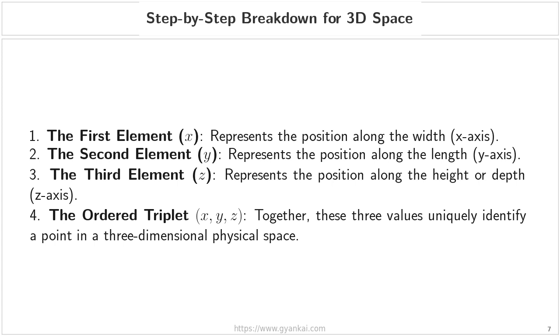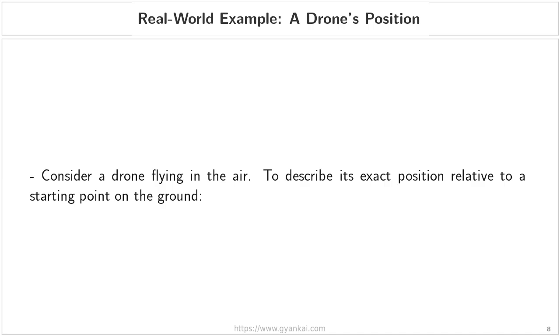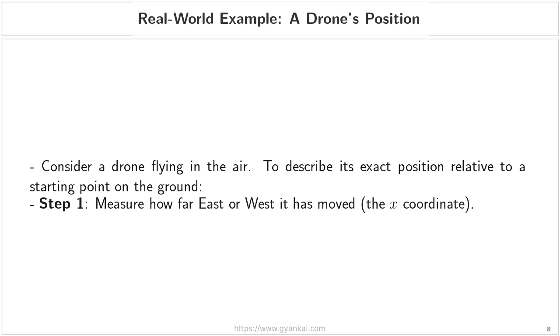Now that we've seen how the Cartesian product works for a 2-dimensional plane, let's break down how we extend this logic into 3 dimensions. Real-world example, a drone's position. Now, to bring this 3-dimensional concept into the real world, let's look at a practical example involving a drone flying in the air. Imagine you are trying to describe the exact position of that drone relative to a fixed starting point on the ground. First, we look at step 1.